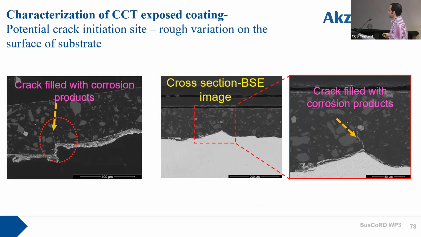At these points, we may have a different stress field within the coating, and stress concentrations may form and result in crack initiation. So, for example, in this example, if we look at it at low magnification, we do not see any blister or anything. But if we zoom in, we can see corrosion products are already formed, and also they are filling the cracks. So I think there can be two different scenarios happening here.